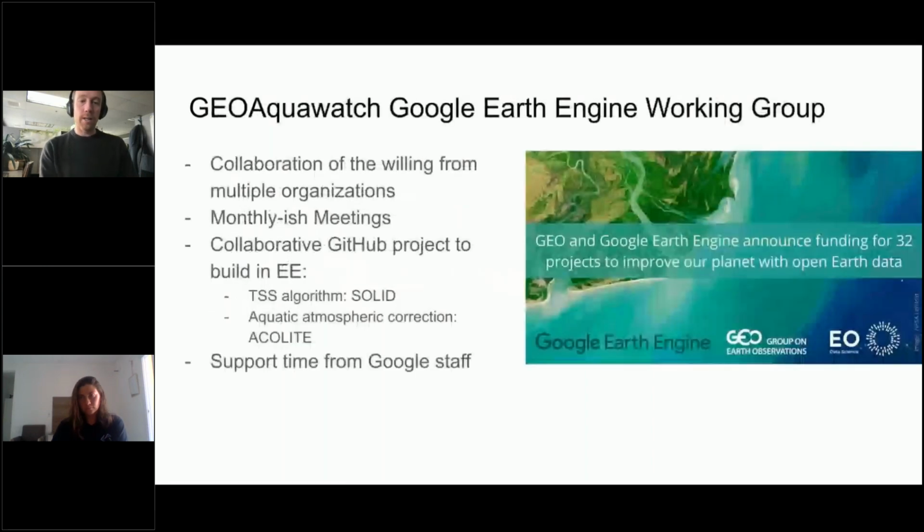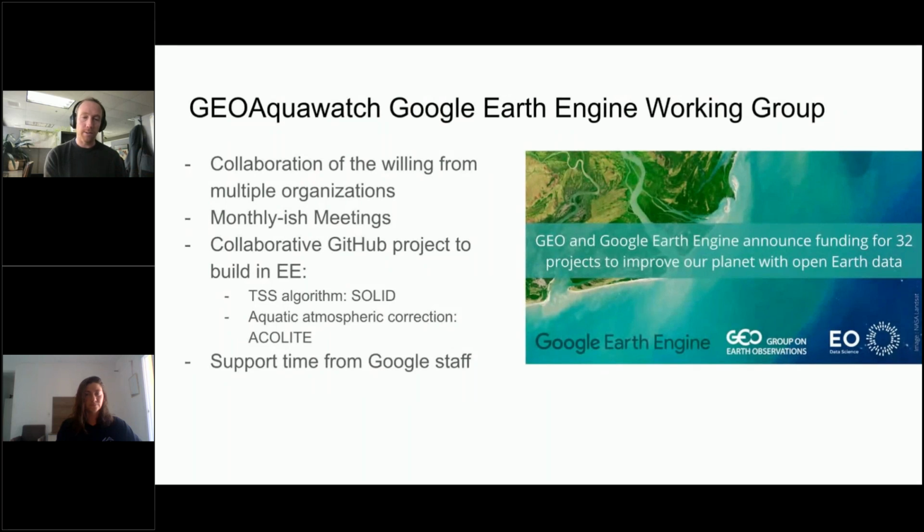As Steve mentioned, this is a collaboration of the willing from multiple organizations. We've met monthly, kind of, and we're working through a collaborative GitHub project to build these water quality algorithms in Earth Engine, starting with SOLID. We had an initial goal of porting ACOLITE as an atmospheric correction into the Earth Engine environment. I think Ben and Kelly can talk about some of the difficulties there and directions we went. It went in different directions right now.